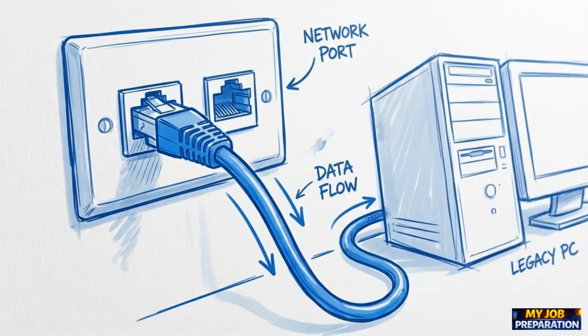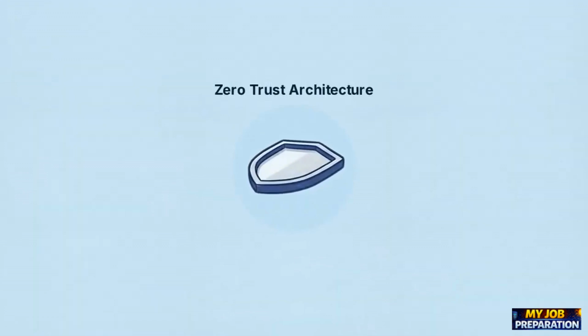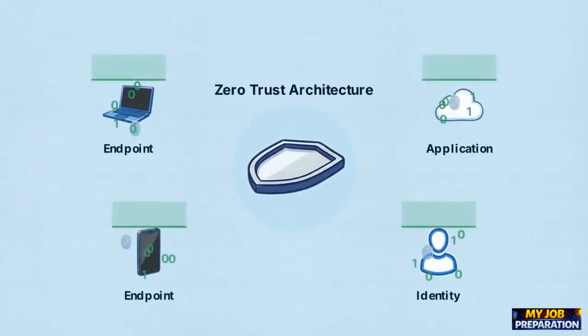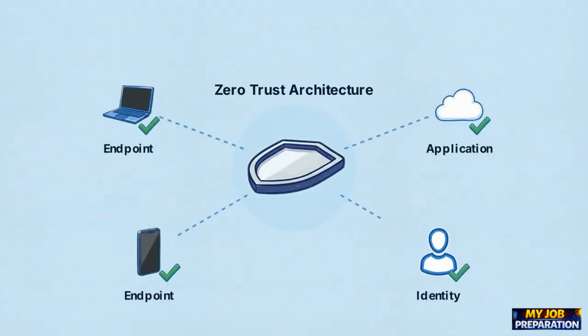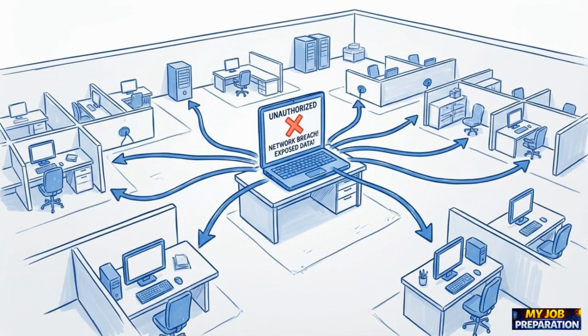The legacy method granted trust to a device simply because it was physically plugged into a network port inside the office. Zero-trust architecture discards this assumption, demanding mathematical verification for every endpoint, application, and identity, regardless of their location. Failing to shift from machine-centric to identity-centric management leaves the enterprise blind. It exposes organizations directly to modern credential theft and lateral network movement.